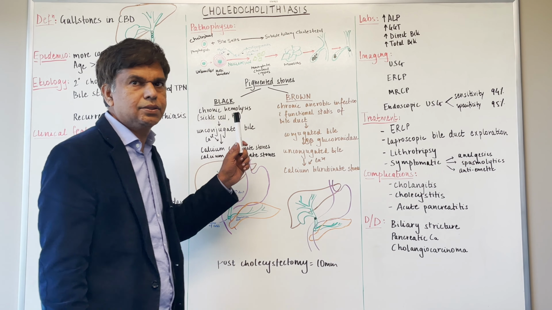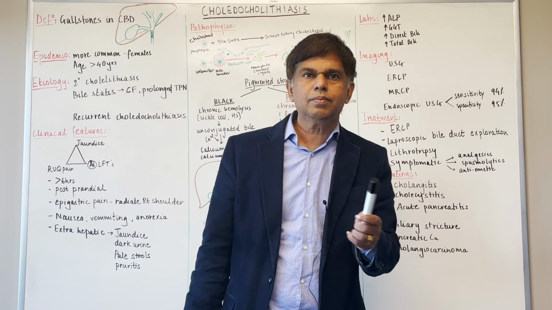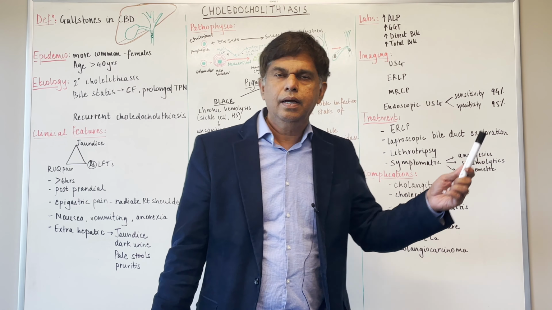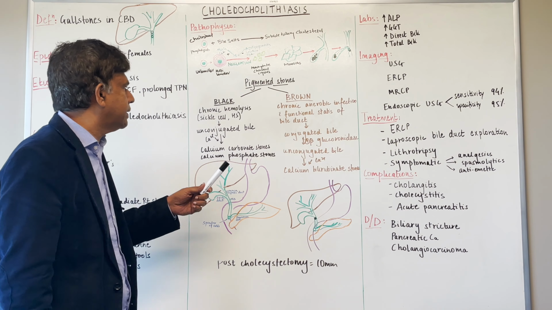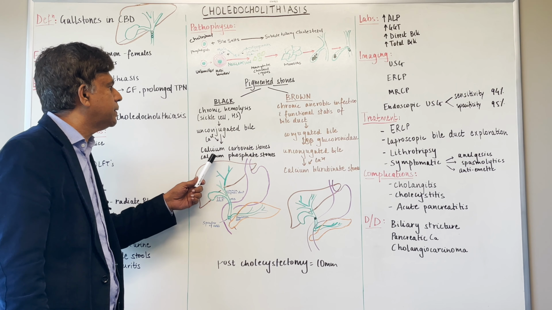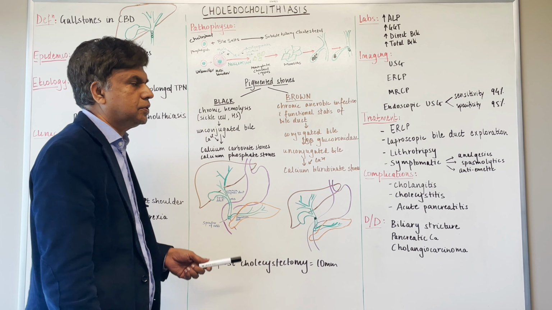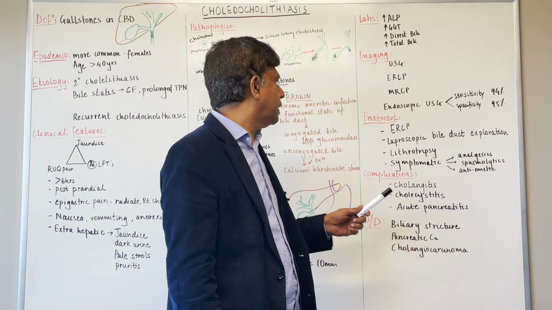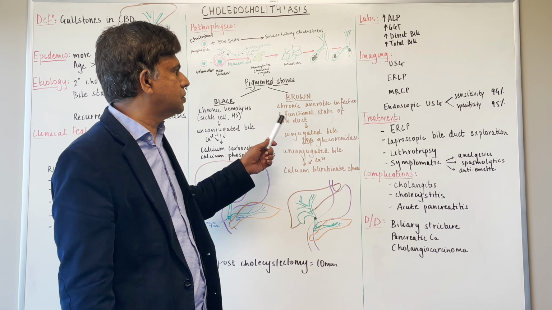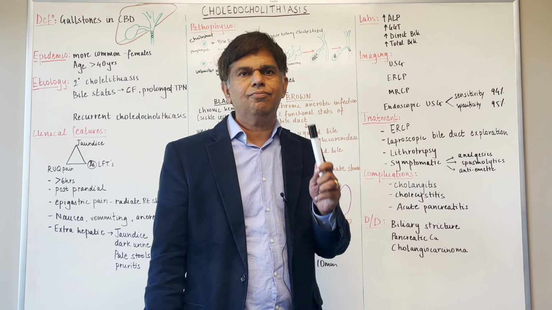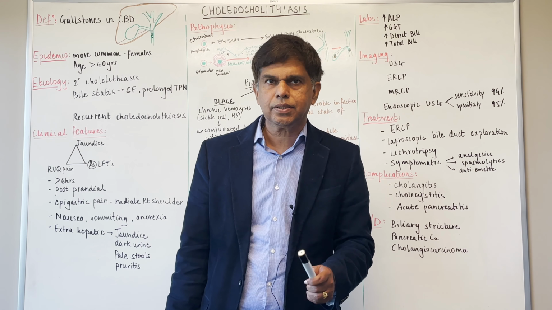There's chronic hemolysis. If I'm writing a question, I'd talk about patients who have sickle cell disease, a sickle cell crisis pretty much. Unconjugated bilirubin, and with calcium you can have calcium carbonate stones and calcium phosphate stones. Okay? Everybody got that. And then you have brown stones. Brown stone is always infected bile. There's an infection going on, right?